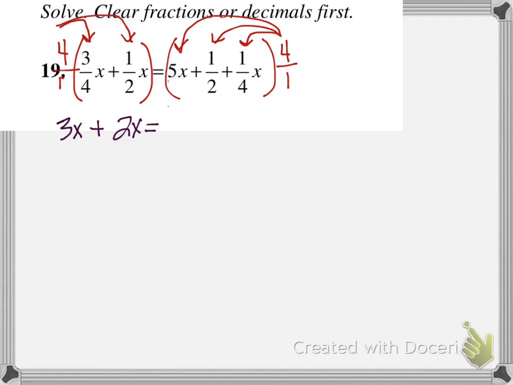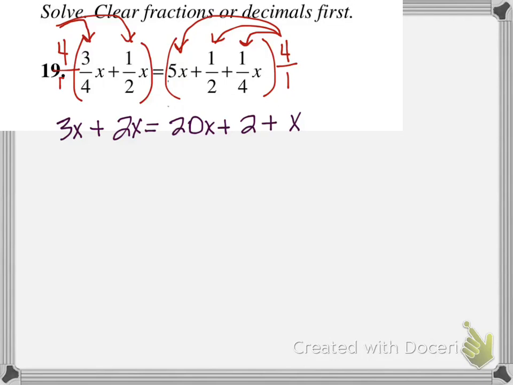Multiply by 4 on the other side. 5x times 4 is going to be 20x. And 4 times half is going to be 2. And 1/4 x times 4 is going to be just plain old x. And again, if you're not comfortable working with fractions, just take 4 times 3/4 and 4 times 1/2, and 4 times 5, and 4 times 1/2, and 4 times 1/4, and you'll get exactly what I got here.